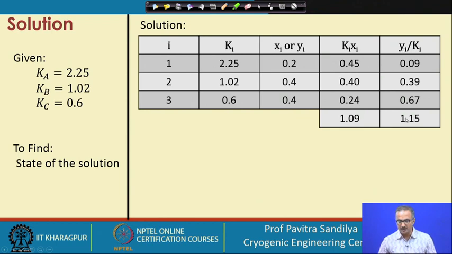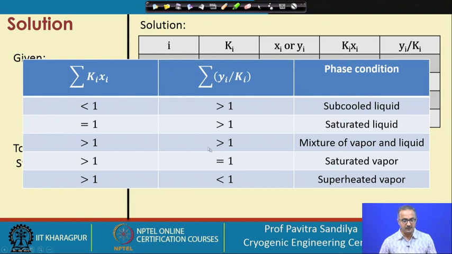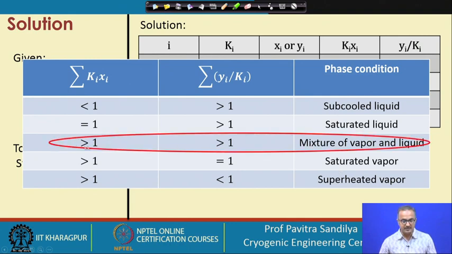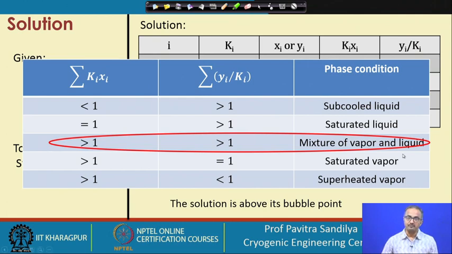After summing them up, we refer to this particular logic: summation Ki Xi is more than 1 and summation Yi by Ki is also more than 1. When we refer to this table, we find that this condition, summation Ki Xi more than 1 and summation Yi by Ki more than 1, gives us a mixture of vapor and liquid. That means, for the given condition, the system is above its bubble point but below its dew point. So, we have a two-phase mixture between the bubble point and dew point.